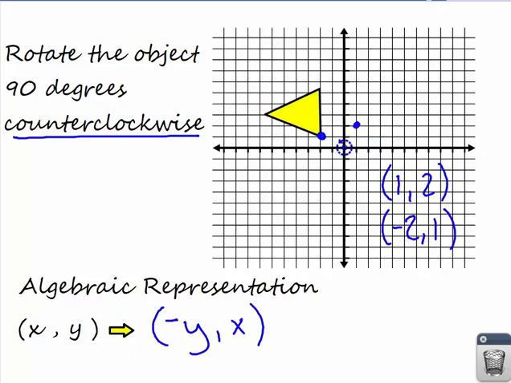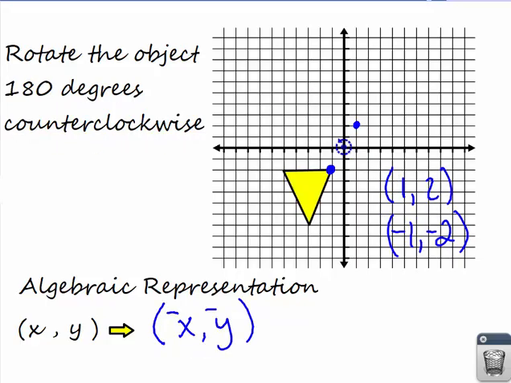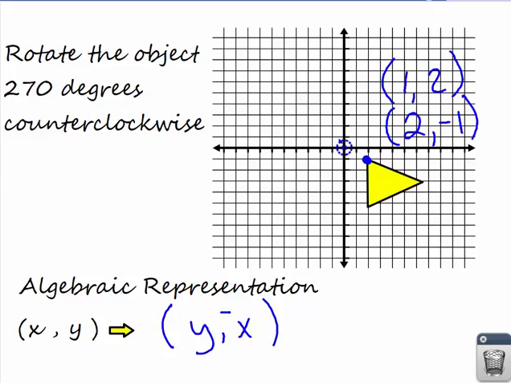So again, in review, for a 90-degree counterclockwise turn, or a turn to the left, your x and your y trade places and your y turns to its opposite. For a 180-degree counterclockwise or clockwise turn, my x and my y stay in the same place, but they both change signs. And for a 270-degree counterclockwise or a 90-degree clockwise turn, the y and the x will trade places and the x turns to its negative.